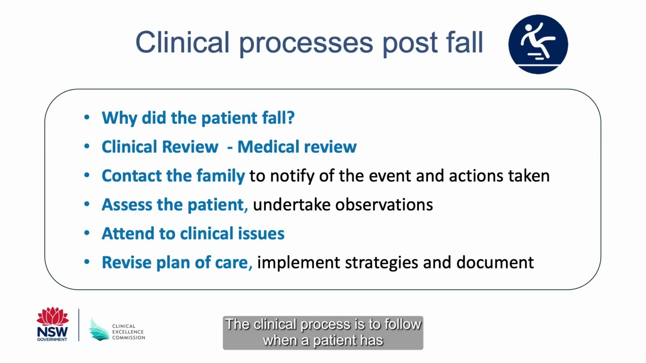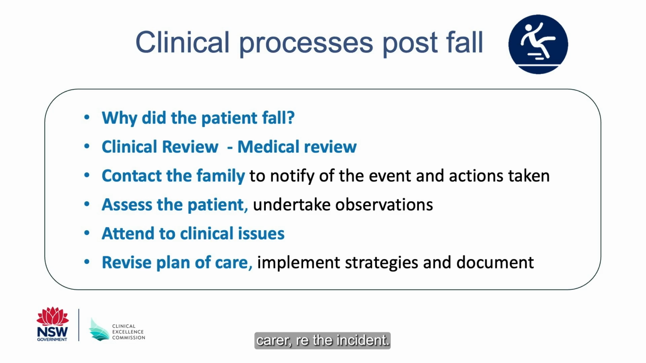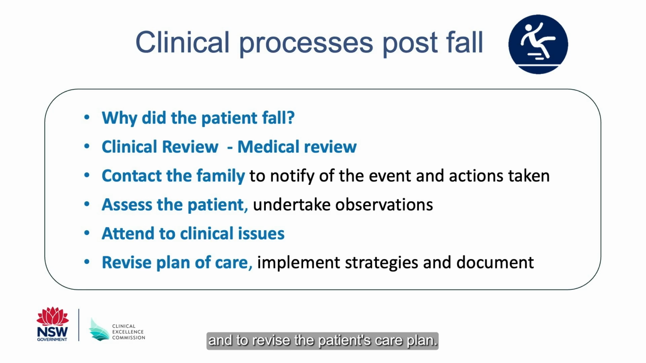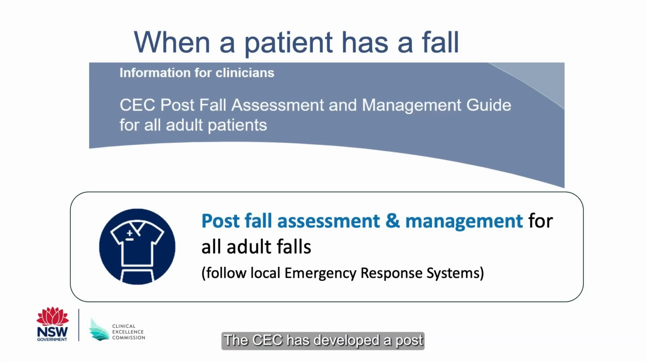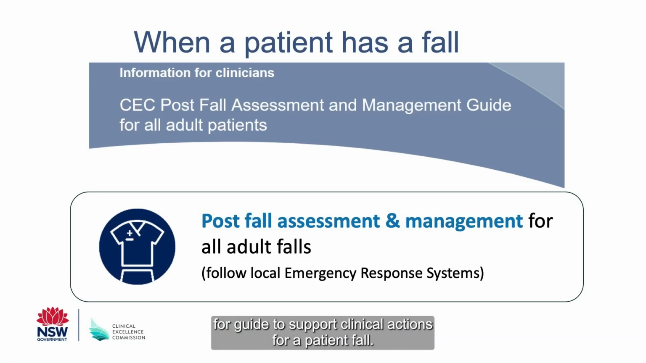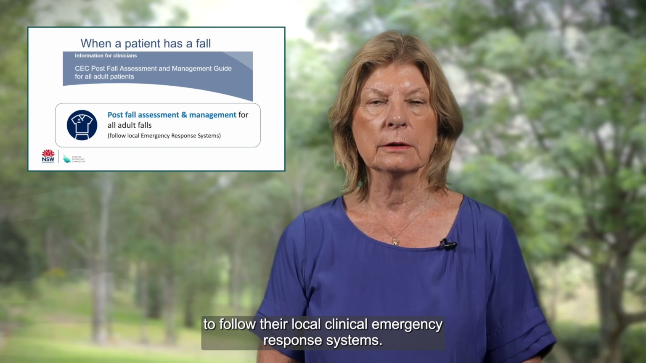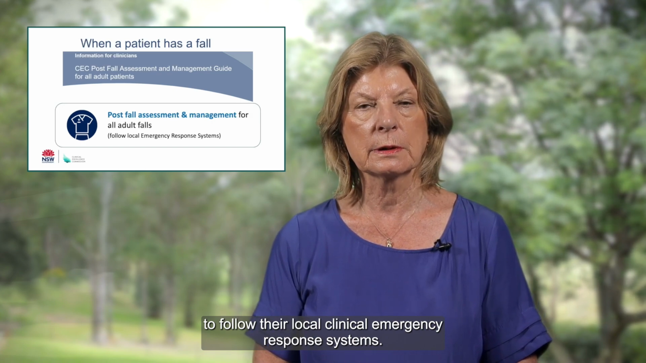The clinical processes to follow when a patient has a fall in hospital is to ascertain why the patient fell. We need to identify what were the contributing factors, to communicate with the attending medical team and the patient's family carer re the incident, attend to any clinical issues that may have eventuated, and to revise the patient's care plan. The CEC has developed a post-fall guide to support clinical actions for a patient fall. It aligns with the CEC between the flags system, and staff are to follow their local clinical emergency response systems.